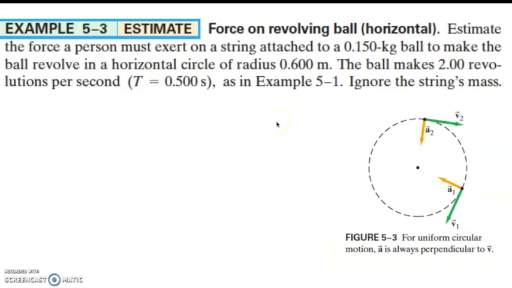So here's an example of a force problem. Estimate the force a person must exert on a string attached to a 0.150 kilogram ball to make the ball revolve in a horizontal circle of radius 0.6 meters. The ball makes 2 revolutions per second, for a time period of half a second. Ignore the string's mass. Solve it now.